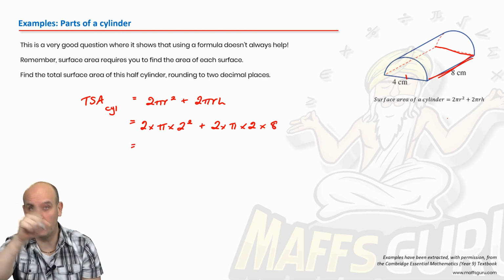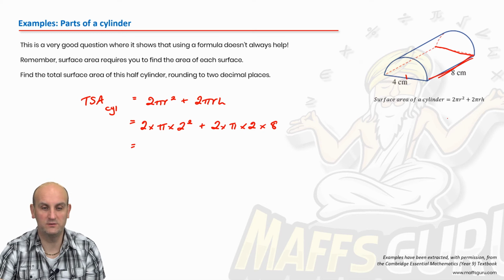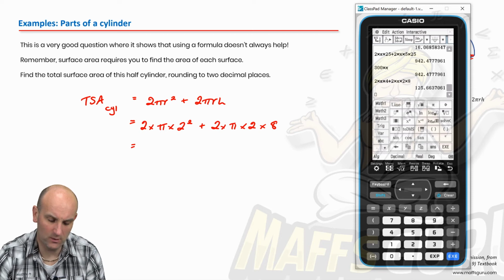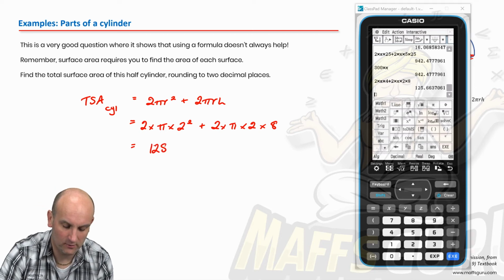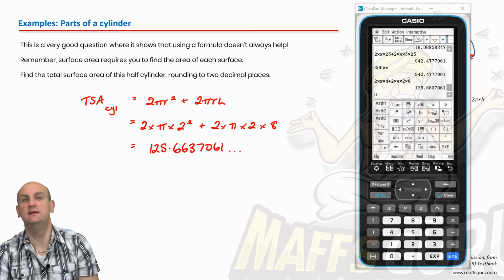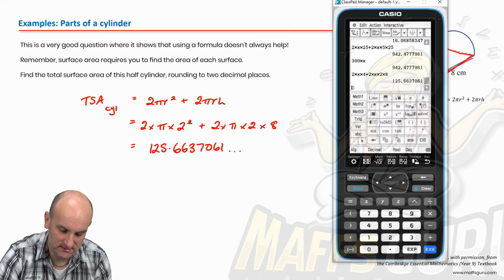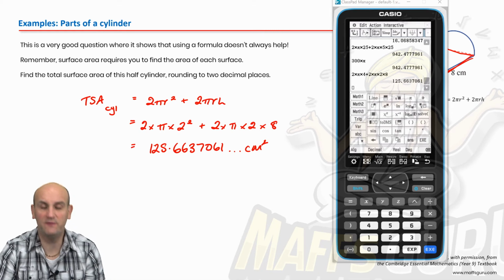Now, again, that's going to give me the whole cylinder, but I don't have a whole cylinder. Firing up my CAS, let's do 2 times pi times 4, because I know 2 squared is 4, plus 2 times pi times 2 times 8. Yeah, I could have done that one, I know. Which gives me 125.66. Now, again, a word of warning. My CAS is clever enough to give me all of the information. I don't know what the units are there. Let's just check what the units are: centimeters. So that's going to give me centimeters squared. That's not my final answer, and I only round my final answer.